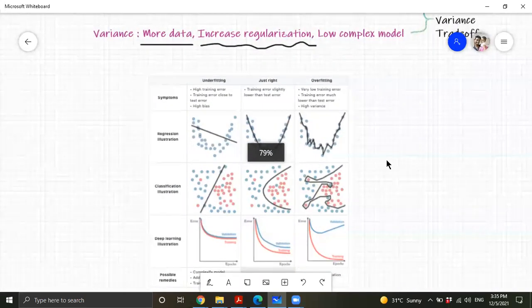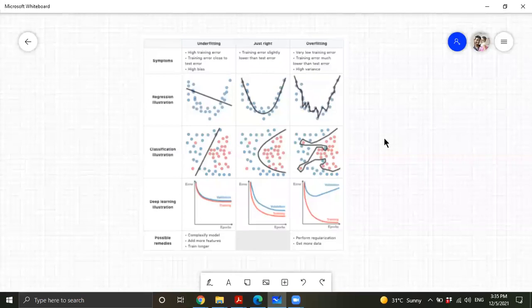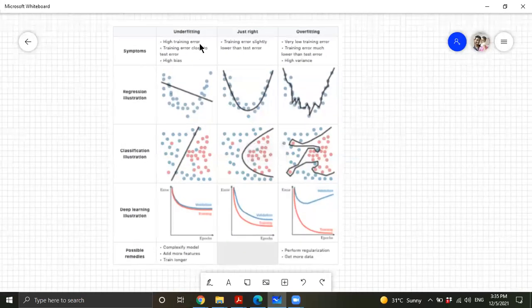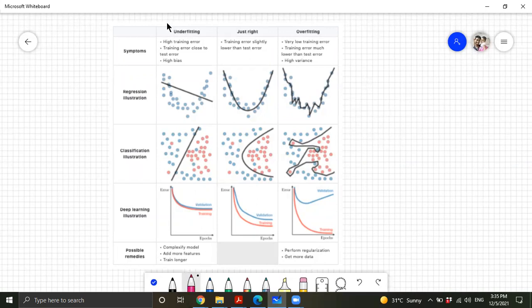And in summary, if you look at this table, you get the overall idea. There are three cases: underfitting, just right or perfect fitting, and overfitting. I compare these three at the same time. Suppose in machine learning, under supervised learning, you have regression and classification. So what is underfitting in regression? That means you have a data set like this, and you have a model like this, a simple linear model. In 2D, that means y is equal to mx plus c, that kind of model.